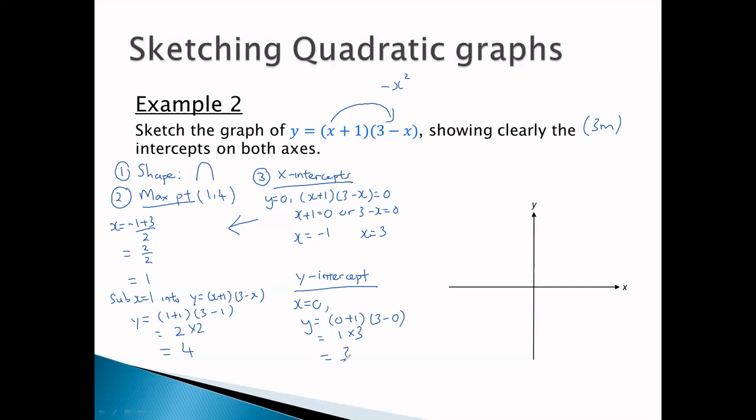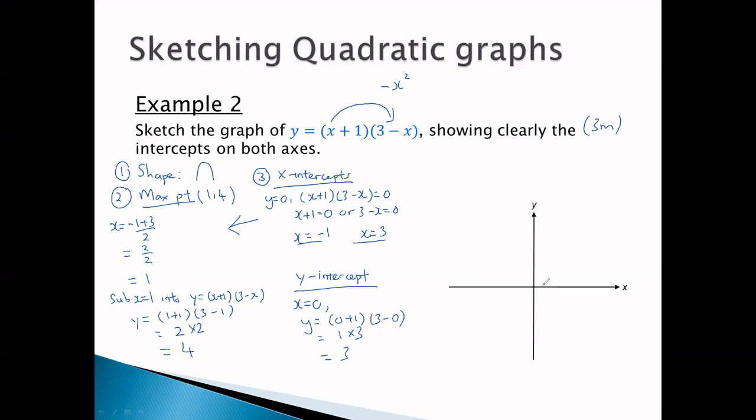Okay, so you can notice that the sequence of getting my three pieces of information is not really the same as if the question was asking me to complete the square. Here, I have to do shape. Then instead of the maximum point, I do the x-intercepts first for me to get the maximum point by taking the middle of these two x-intercepts here. Okay, and then I can sub it into this equation to get my y-coordinate of the maximum point. And lastly, I can get my y-intercept.